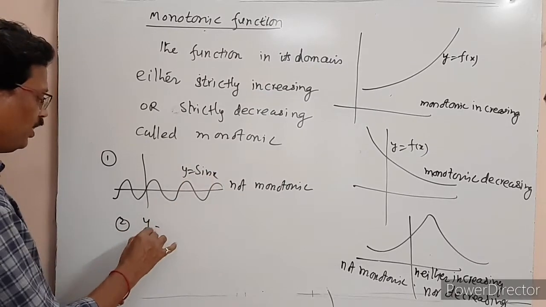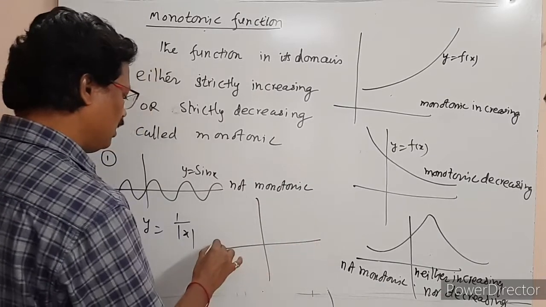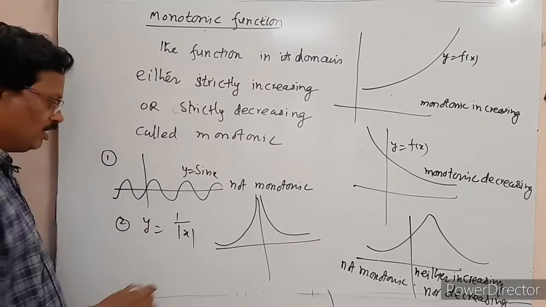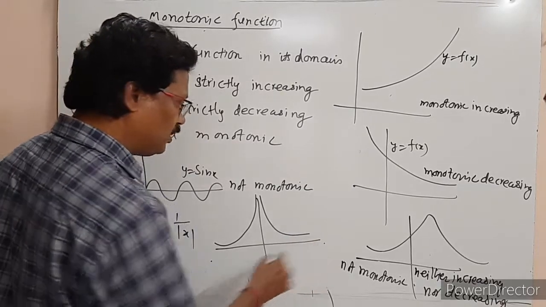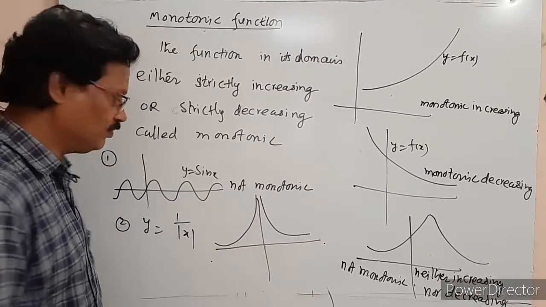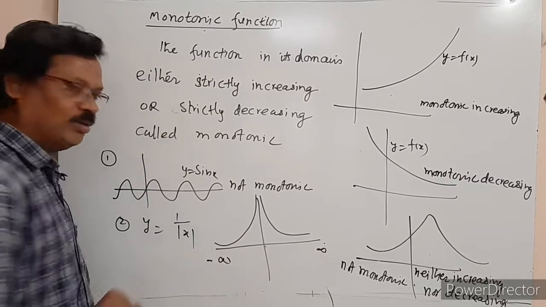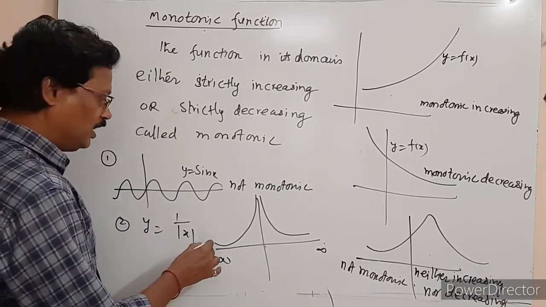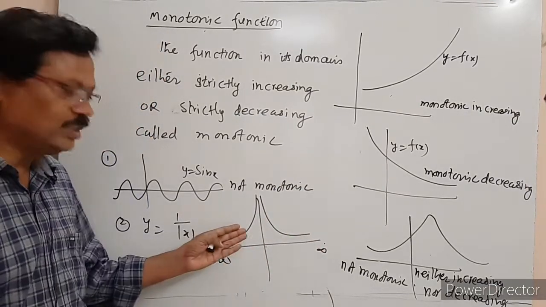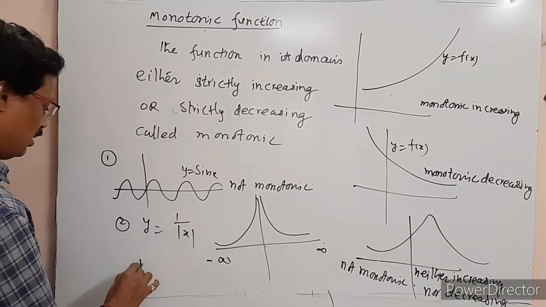Suppose I am taking y is equal to 1 by mod x graph. What is a 1 by mod x graph? This is a 1 by mod x graph. Now what is the domain? Domain from minus infinity to plus infinity except 0. In the domain 0 is not there. Right, from here to here in its domain except 0, it is increasing here, it is again decreasing here. Neither increasing nor decreasing, right? Therefore this is not monotonic.